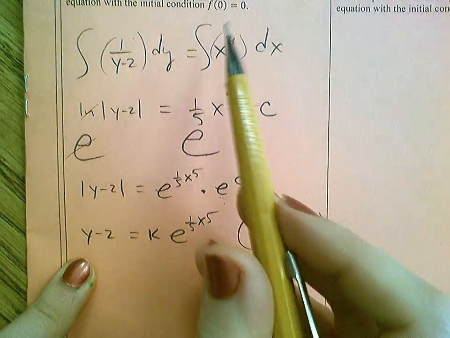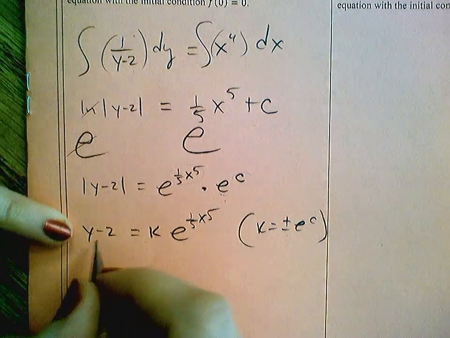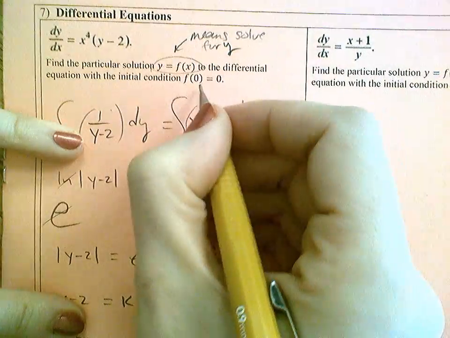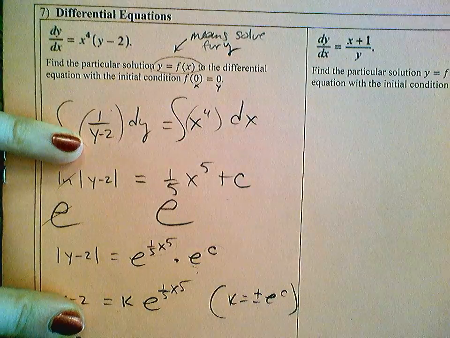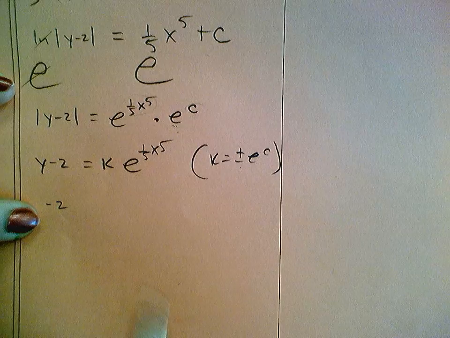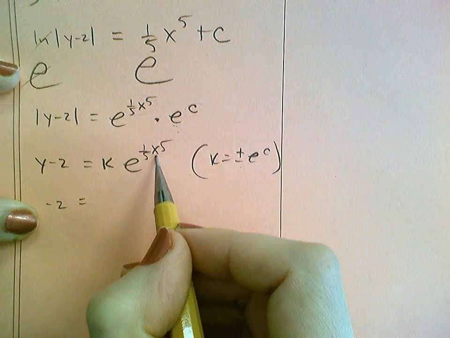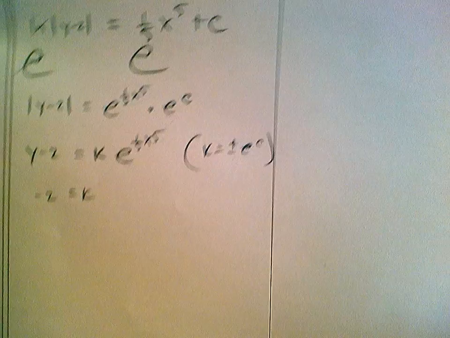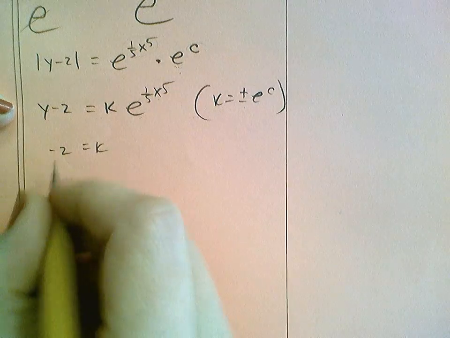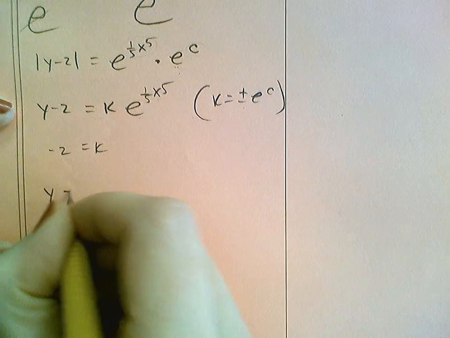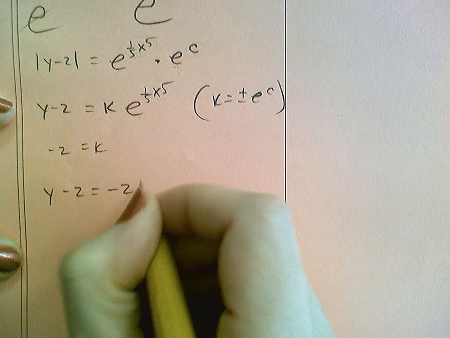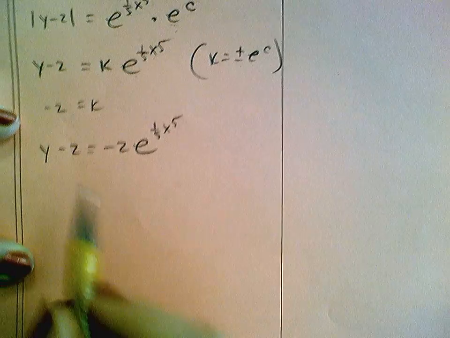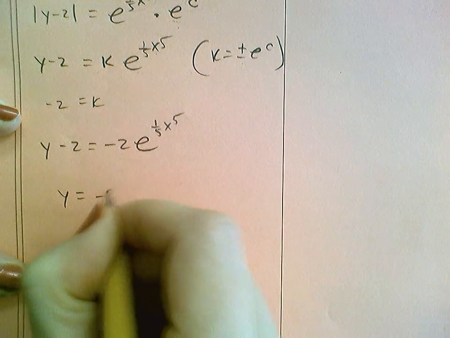Now I'm going to use the initial condition. So I plug in 0 for y. There's the initial condition. So that's x, that's y. Initial condition, 0 goes in up there, so it's e to the 0, so that's 1. So you end up with y minus 2 is negative 2 e to the 1/5 x to the 5th, and then you add 2 to both sides.